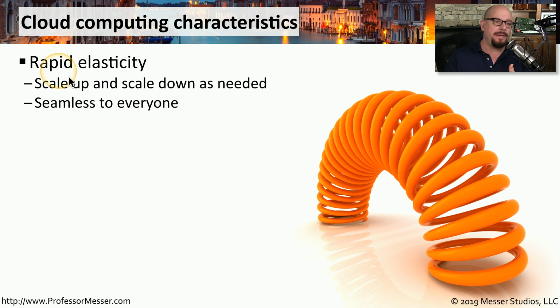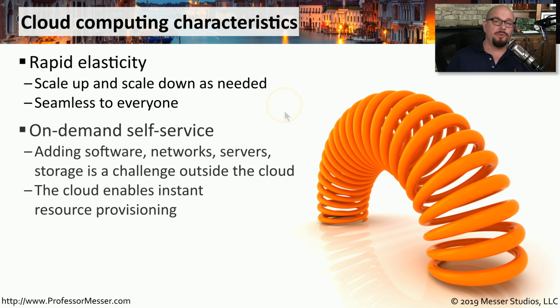This is called rapid elasticity, where we can scale up or scale down the application resources as needed. This is all done behind the scenes, and it's invisible to the end users. All they know is the application works for them, whether it's the beginning of the month or the end of the month.